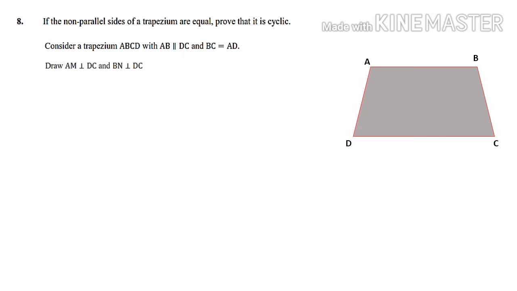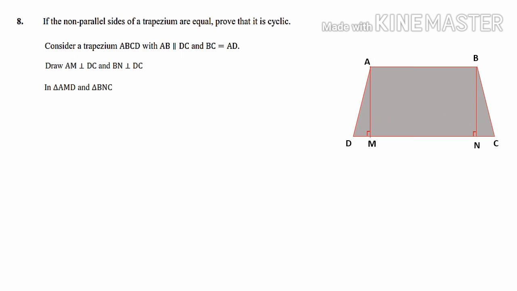Now draw AM perpendicular to DC and BN perpendicular to DC. So we have to draw two perpendiculars, from A to DC and from B to DC. So let's draw them. Perpendicular means this angle is 90 degrees, and here also the angle is 90 degrees. So let's take these intersection points as M and N, so that AM is perpendicular to DC and BN is perpendicular to DC. Then we consider triangles AMD and BNC, and we have to prove that these two triangles are congruent.